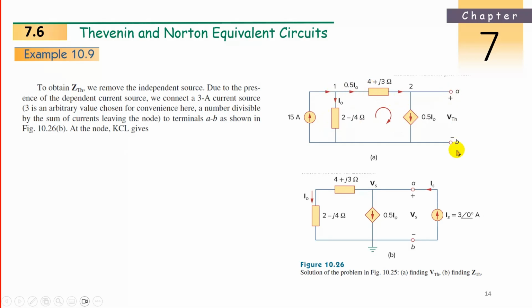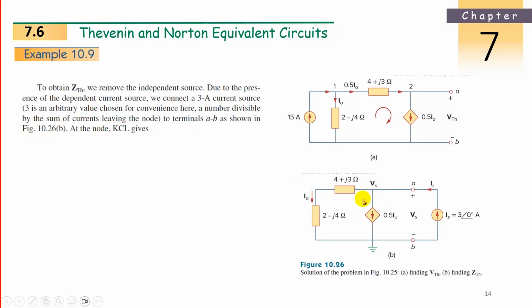Now we have to apply here some current source. Due to the presence of the dependent current source, we connect a 3 ampere current source. Why 3? 3 is an arbitrary value chosen for convenience only: a number divisible by the sum of the currents leaving at the node. What are the currents? I0 and 0.5 I0. Multiplication with 3 is easy, and so are the division and summation. That's why I chose 3. So, as shown in figure B.